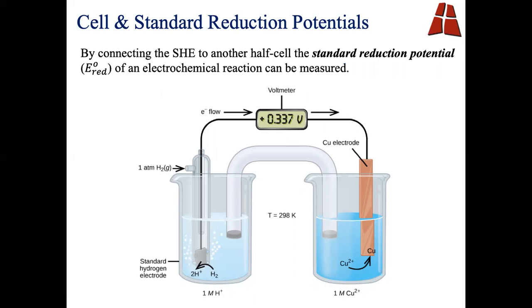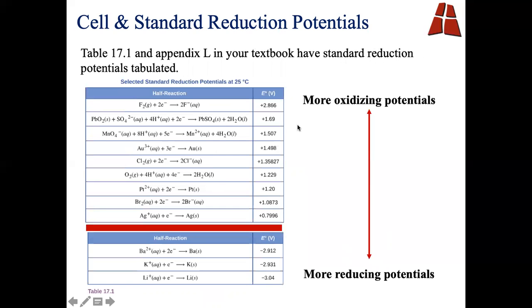This is what we'll be doing in lab this week, partially at least, and we would measure a potential of 0.337 volts. All of these values are tabulated in the back of our textbook in table 17.1 or appendix L. All of these are written as reduction half reactions. Every reaction you'll see here is written as a reduction reaction where we have electrons on our reactant side, and from there, we measure a reduction potential.